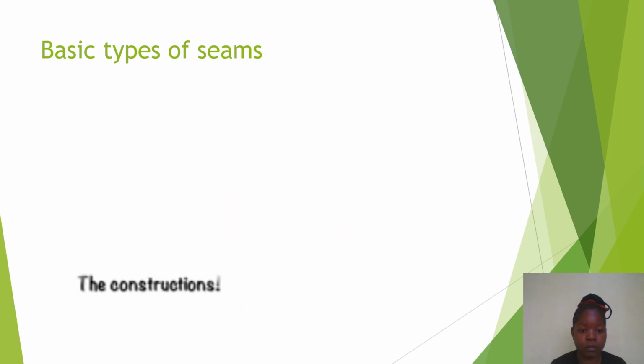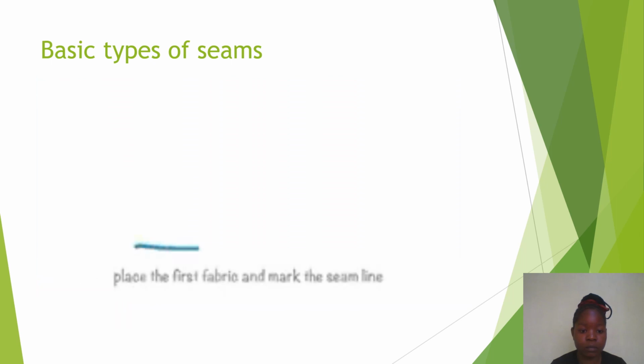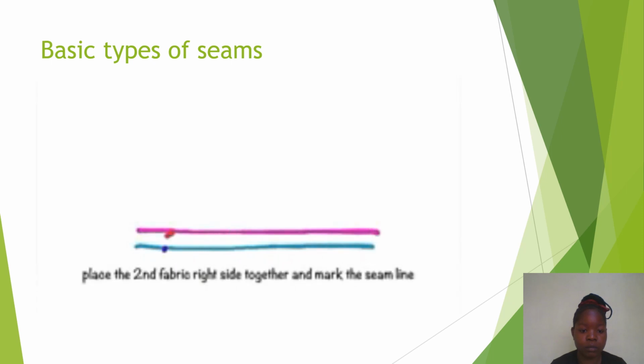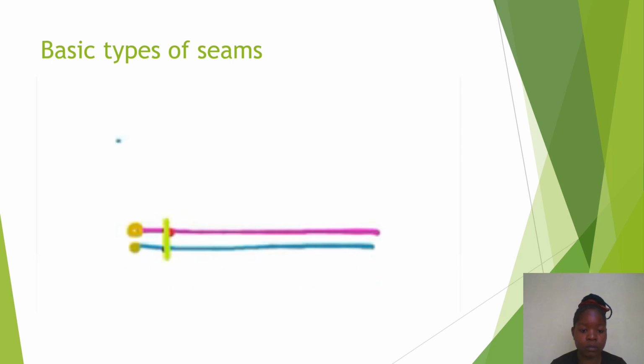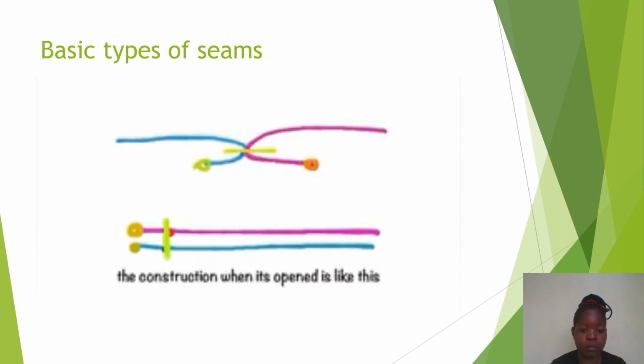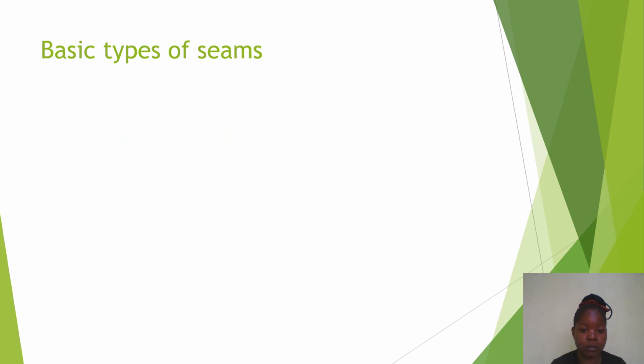The constructions. Place the first fabric and mark the seam line. Place the second fabric right side together and mark the seam line. Sew the stitch to the seam line. Overlock the seam allowance edge on each piece separately. The construction when it's open is like this. How to make it.